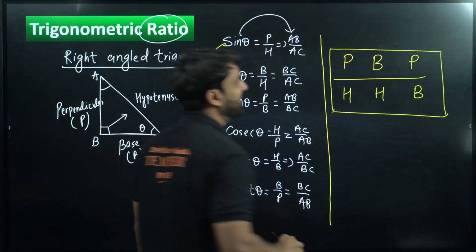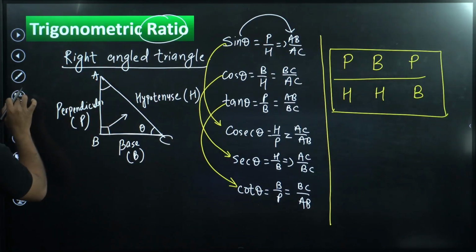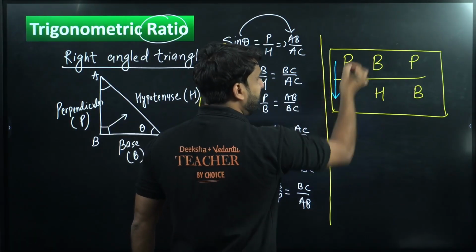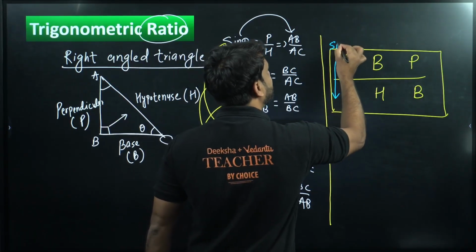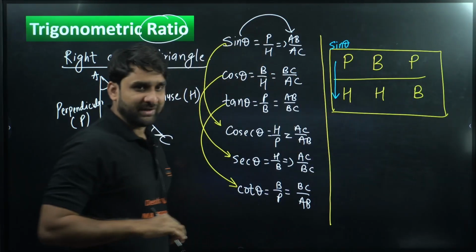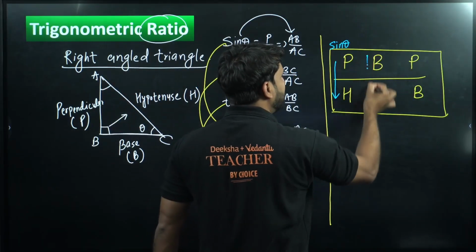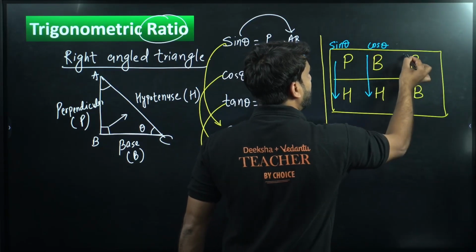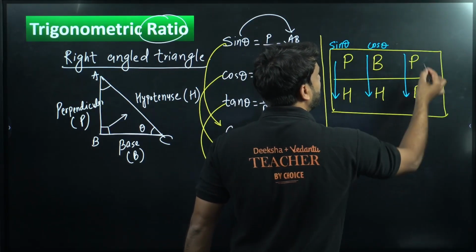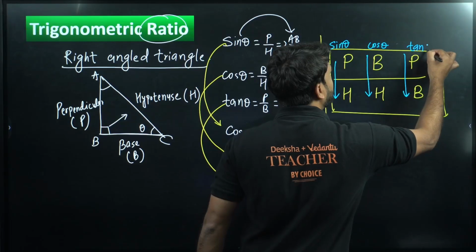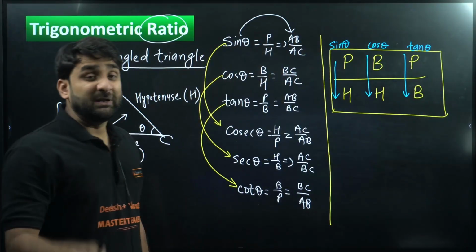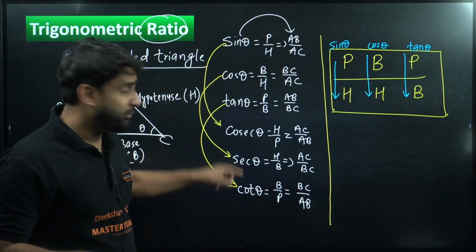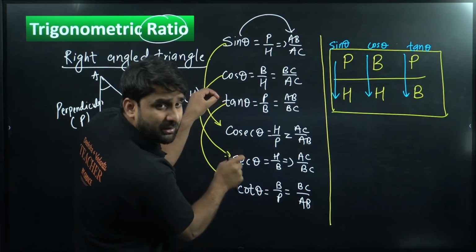So my dear champion, listen. For P by H, the first line, P perpendicular by hypotenuse is for sine theta, right? And after sine theta, it comes B by H, which is for cos theta. And after cos theta, this is for what? P by B, which is for tan theta, right? So please make sure to memorize the trigonometric functions in this order, champion. Don't shuffle.